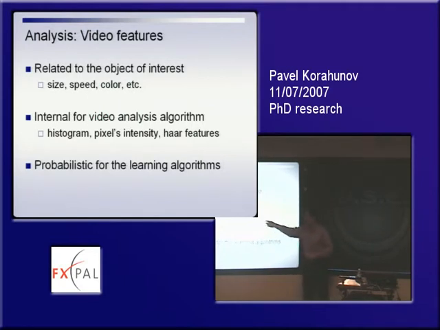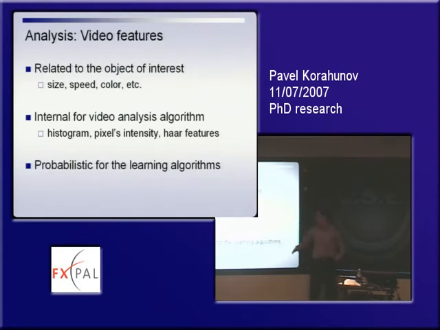Another category of property is something internal to the video analysis algorithm, something the algorithm is looking for in a video. For example, a histogram that the algorithm is focusing on can be affected by video adaptation. At the same time, that histogram is a property of the video which the algorithm uses to find or track the object, or pixel intensity, or Haar features for the face detection algorithm.